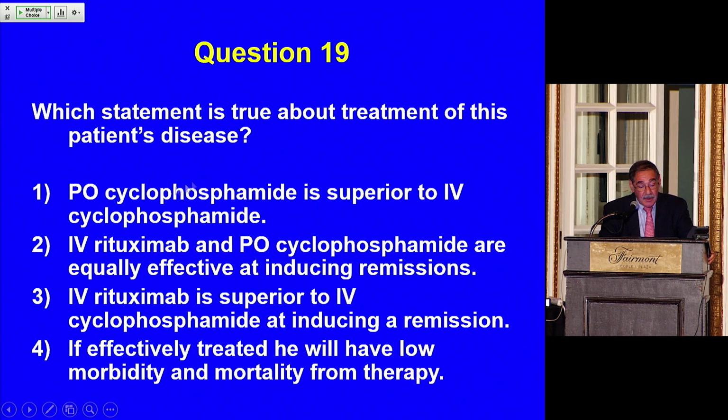Okay. Is PO cyclophosphamide superior to IV cyclophosphamide? IV rituximab and PO cyclophosphamide are equally effective in inducing remissions. IV rituximab is superior to IV cyclophosphamide in inducing a remission. If effectively treated, he will have a low morbidity and mortality.